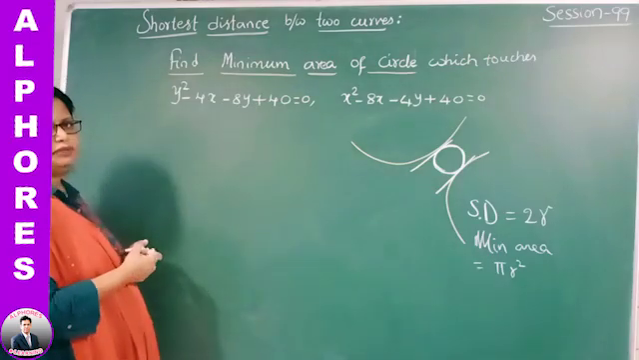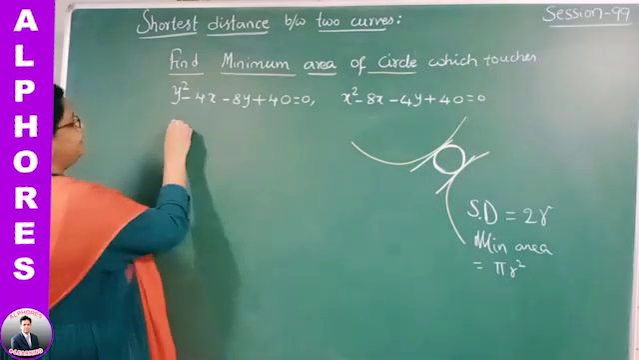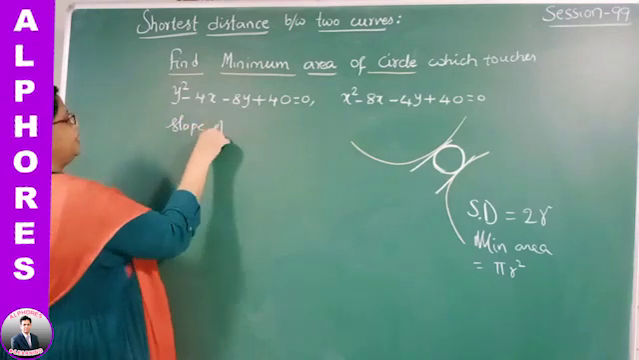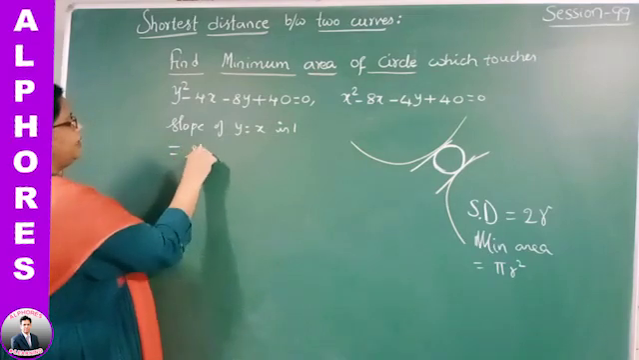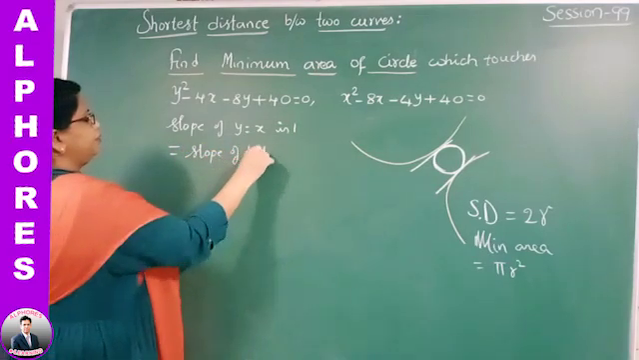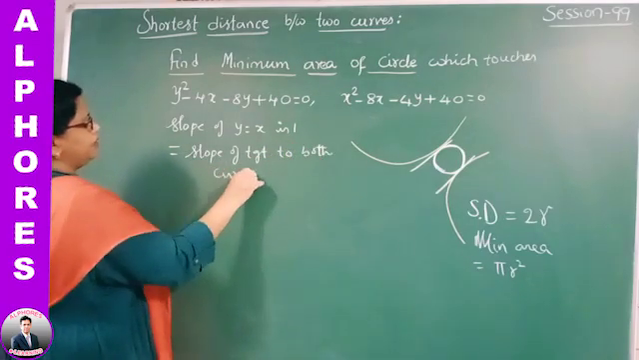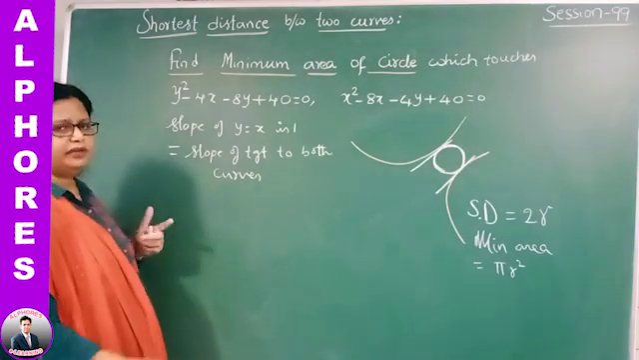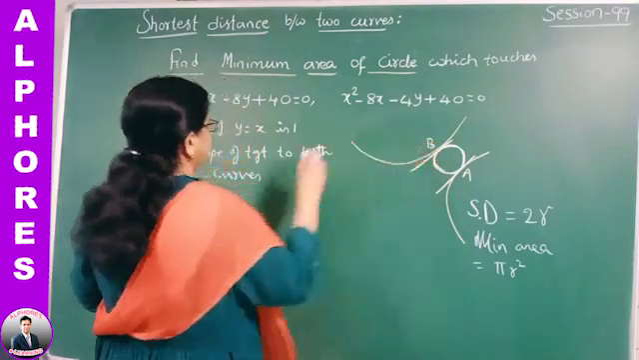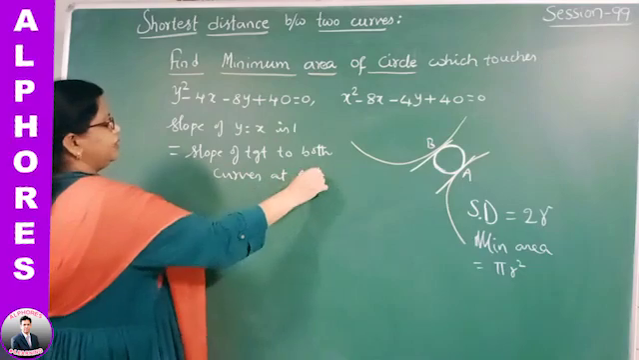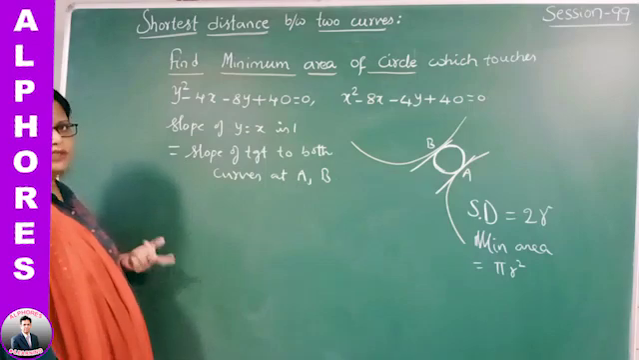Observe the concept: the line y equal to x has slope 1. So slope of y equal to x equals 1, which is the same as the slope of the tangent to both the curves at a particular point, the point where we obtain the shortest distance. Suppose this is A and this is B, at the points A comma B, then you can make use of the dy by dx concept.